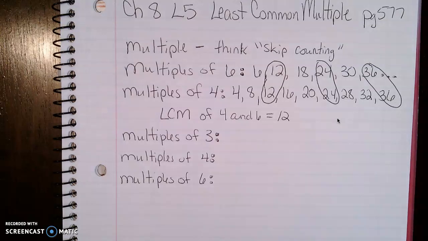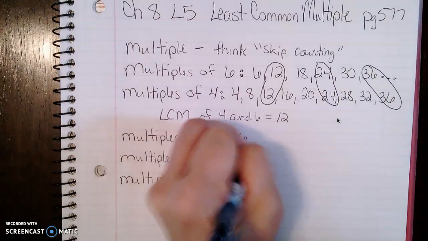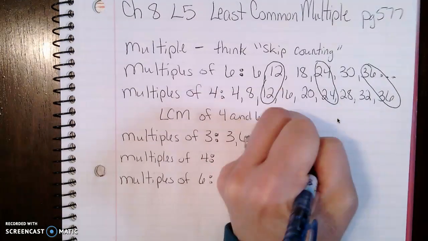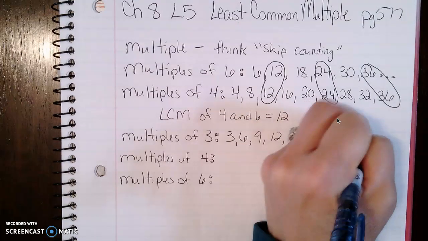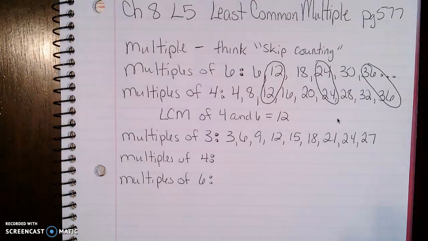So first I have to list the multiples of 3. So I would say there's 3, 6, 9, 12, 15, 18, 21, 24, 27, and I'm going to stop there. The thing about listing multiples is you're not always sure where you should stop. Sometimes you have to come back to it if you didn't go far enough.